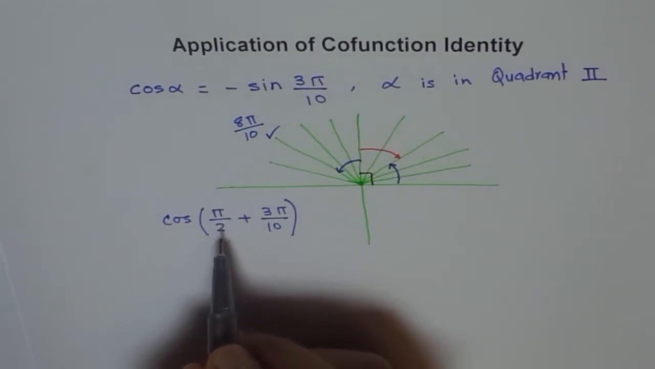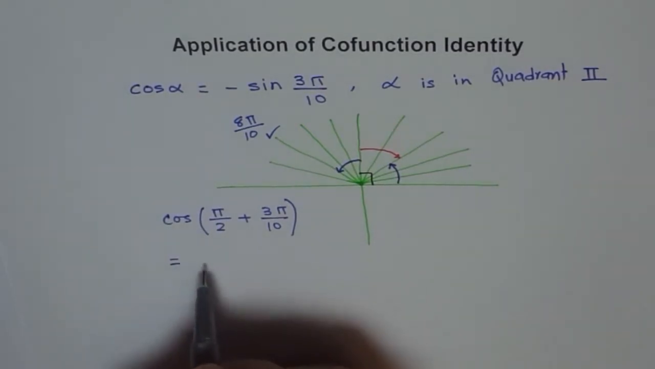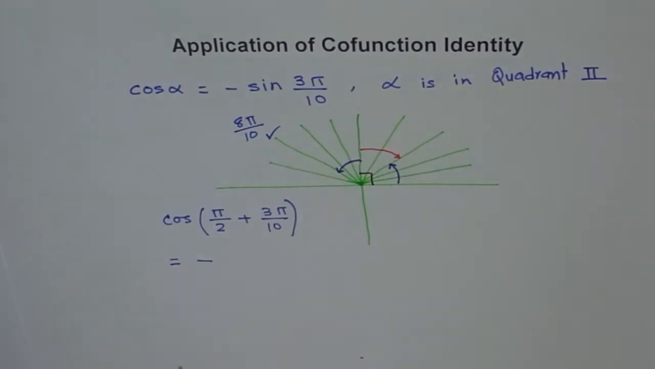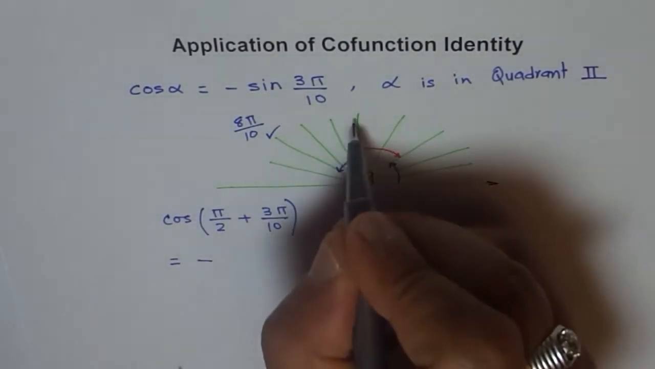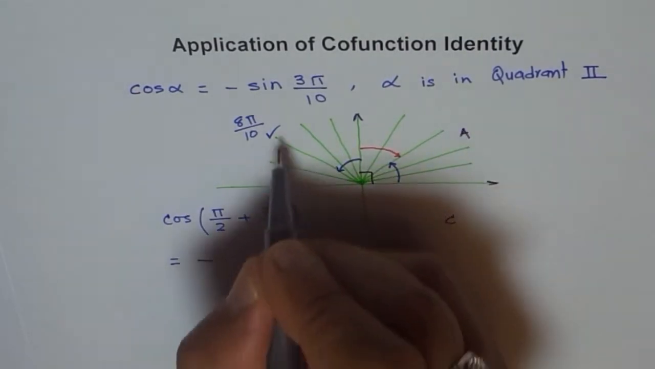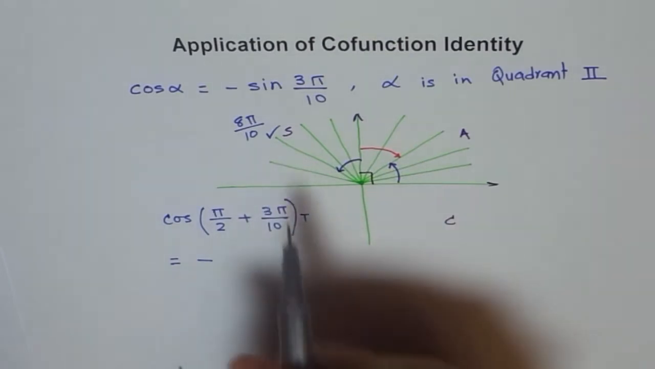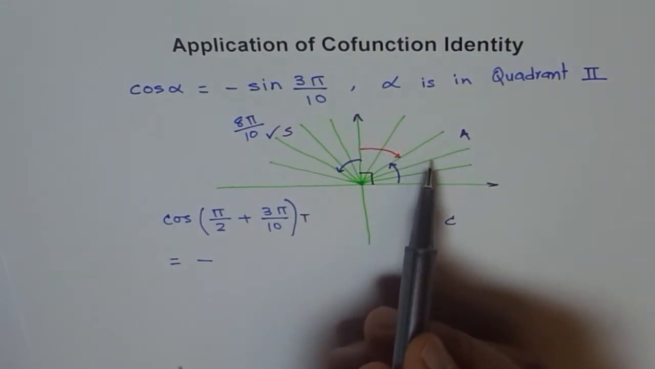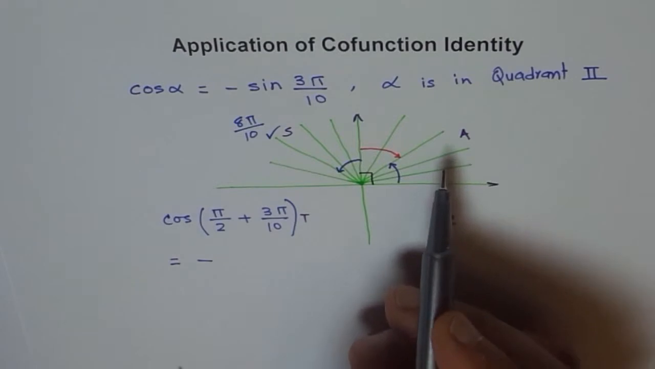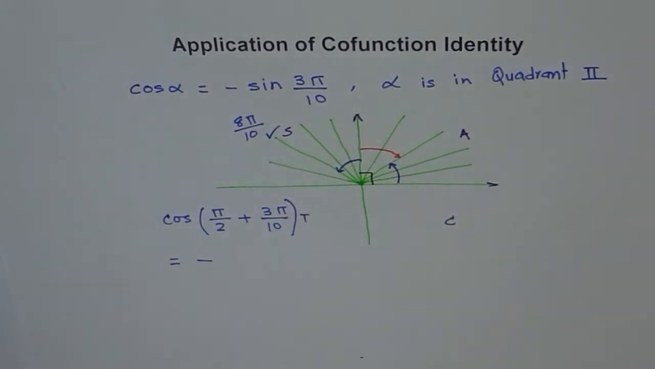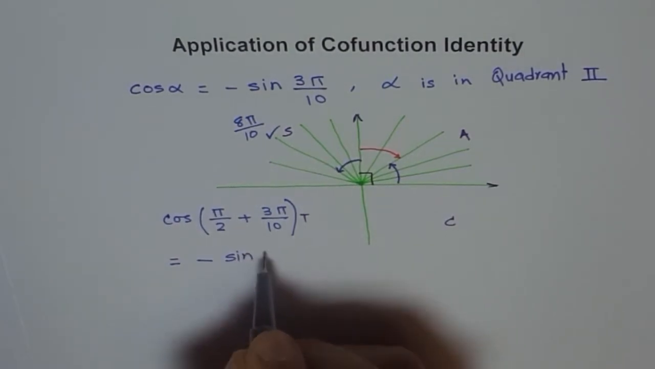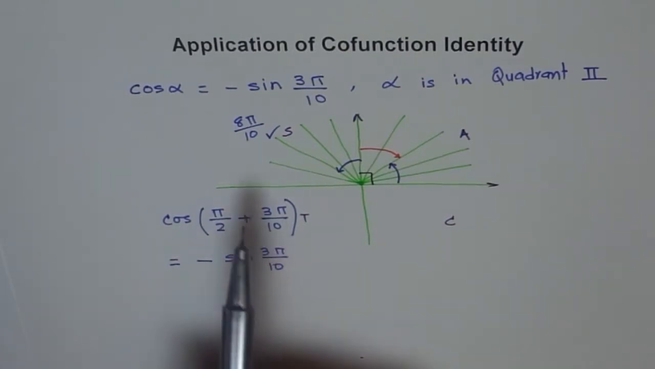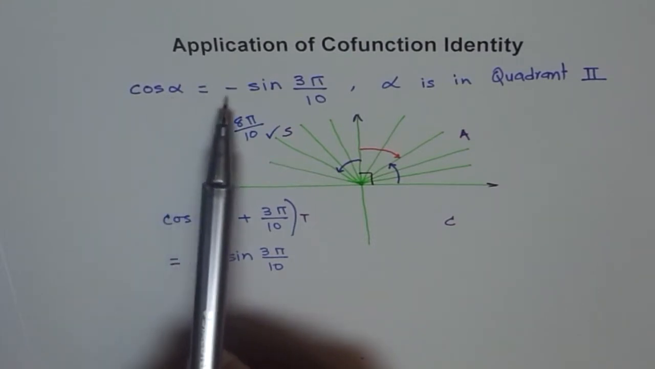So this will be equal to minus of, because cos has to be negative here, right? You remember the CAST rule. In this quadrant, sine is only possible, not cosine, and in quadrant 2, cos is negative. Therefore, it has to be negative of whatever is here in quadrant 1, because in quadrant 1, everything is positive. Is that okay? So this is minus of sine 3 pi by 10. So we know cos of this plus this is minus of sine 3 pi by 10. The question given to us is cos alpha equals minus sine 3 pi by 10.